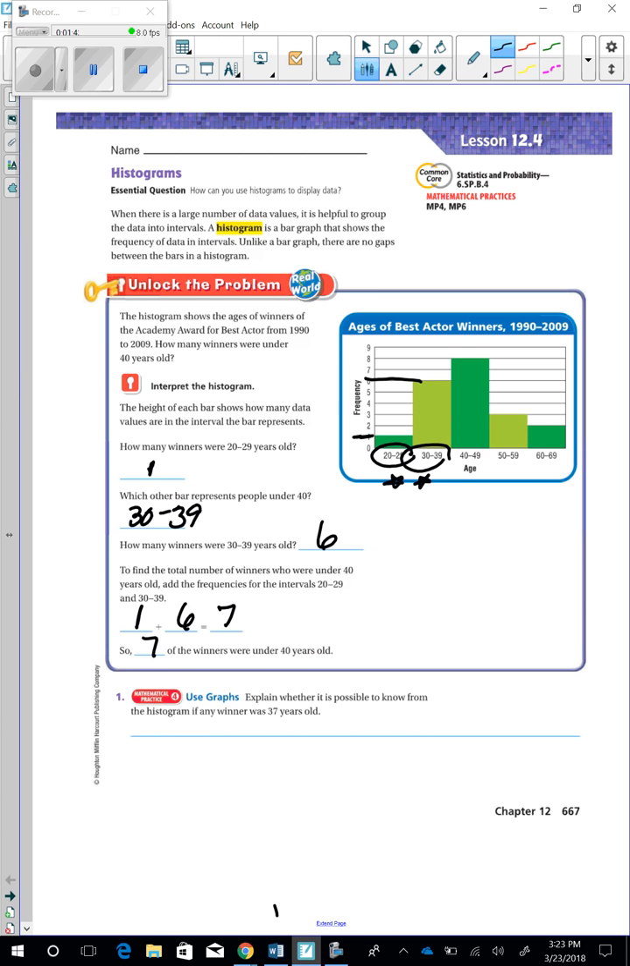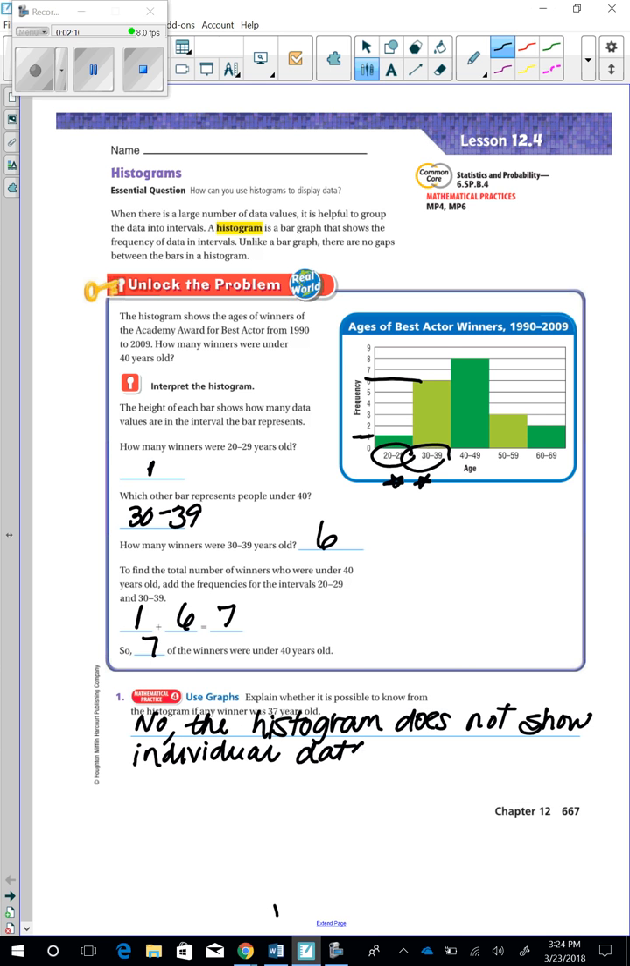Number 1, explain whether it is possible to know from the histogram if any winner was 37 years old. Well, no, we don't know that information. The histogram does not show individual data values.